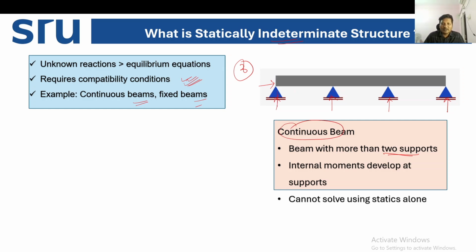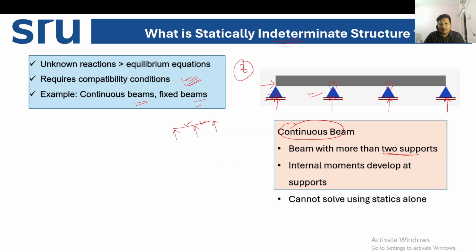Now, this is the end support, and this is another end support. So, how many intermediate supports? One and two. We have two intermediate supports. So, this is a three-span continuous beam. You can draw a two-span continuous beam also. That beam has two end supports and one intermediate support, so it is a two-span continuous beam. This example is a three-span continuous beam.